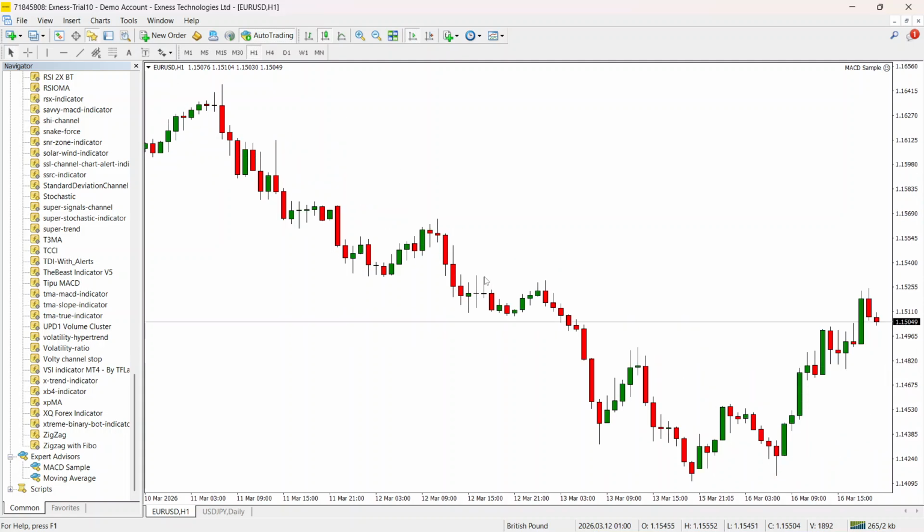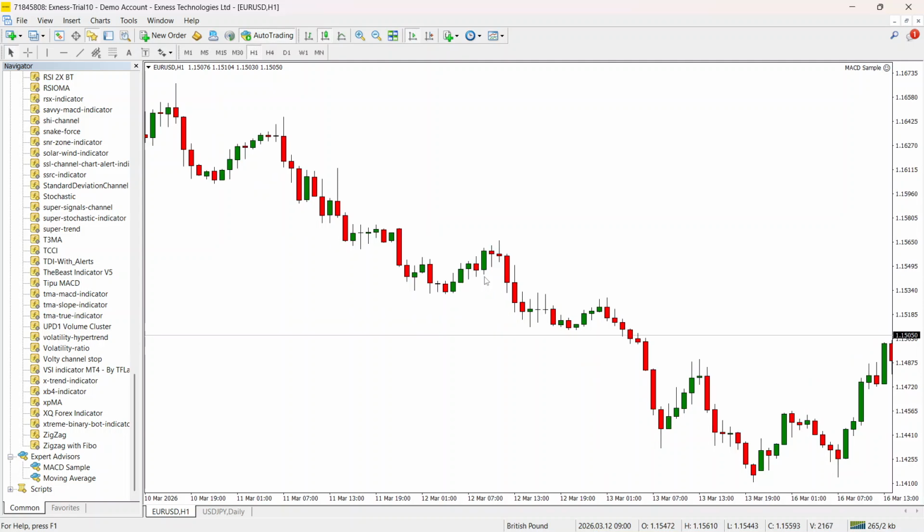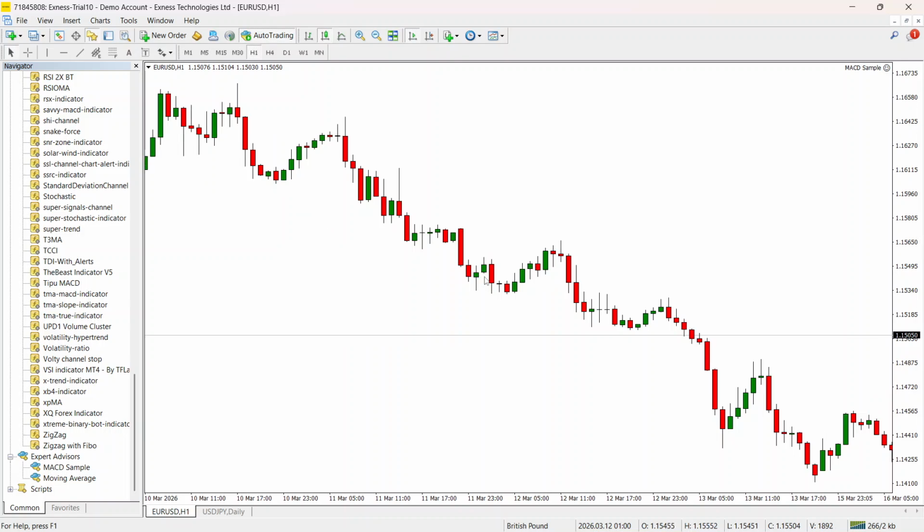Let's continue. The second candle opens below the first candle's close and closes at or very near the low of the first candle, essentially on the neck of the prior bearish bar.